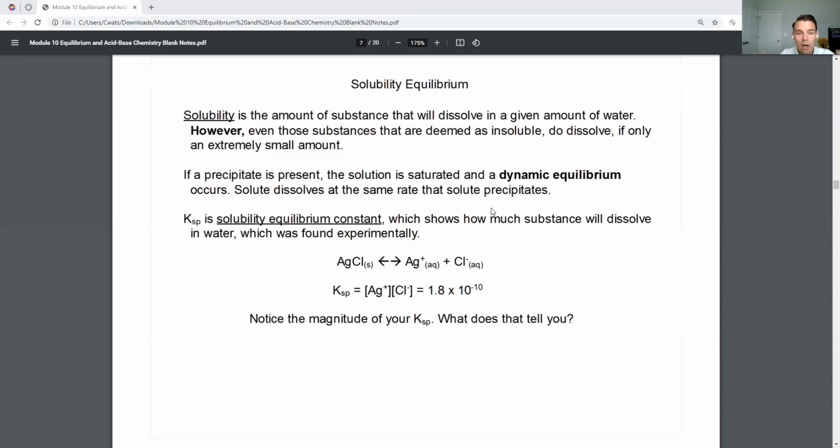So sorry. So if a precipitate is present, the solution is saturated and a dynamic equilibrium occurs. Solute dissolves at the same rate as the solute precipitates.